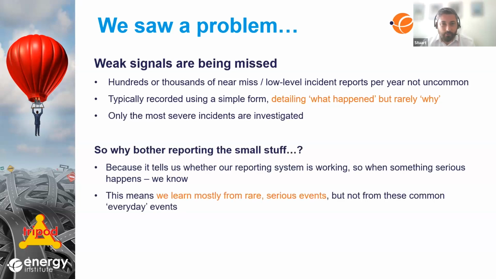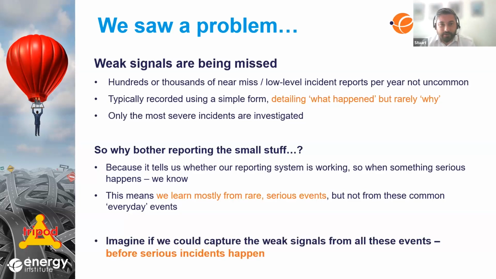So if they're not investigated, why even bother reporting all these near misses? Well, ultimately, it tells us whether our reporting system is working. So when something serious happens, we know about it. But because they're not typically investigated in detail, ultimately this means that we mostly learn from the rare serious events, but not these common everyday events. So we asked the question, imagine if we could capture the weak signals from all of these low-level events and try to learn before serious incidents happen. What might that look like? How could we do that?